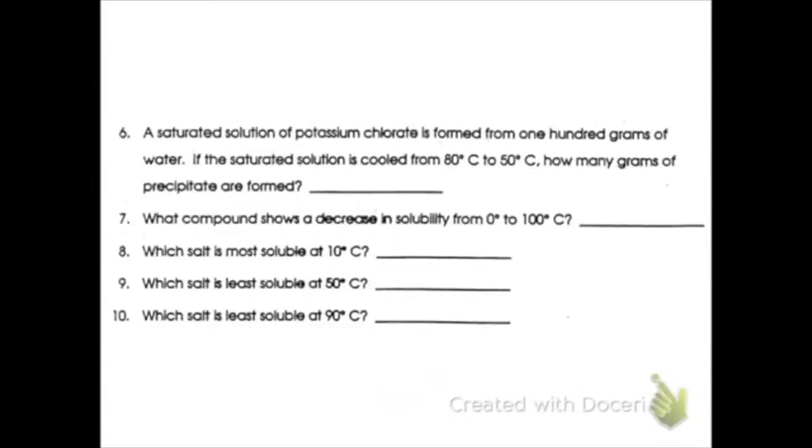Alright, so hopefully you tried these on your own. This next one gets a teeny bit more complicated, but not that much. Question 6 is saying we've got a saturated solution of potassium chlorate formed from 100 grams of water. If the saturated solution is cooled from 80 degrees Celsius to 50 degrees Celsius, how many grams of precipitate are formed?